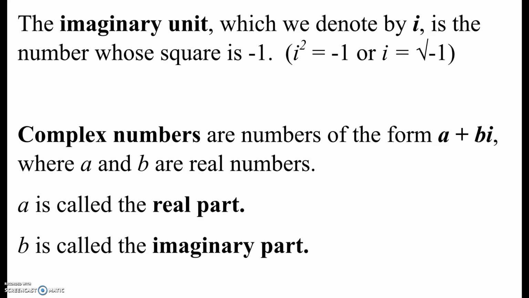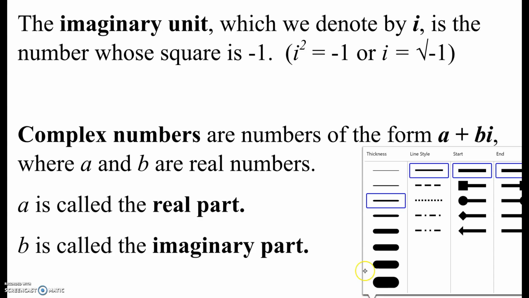We'll start with a couple of definitions. The imaginary unit, which we will denote by the letter i for imaginary, is the number whose square is -1. So i squared is -1, or i is the square root of -1.